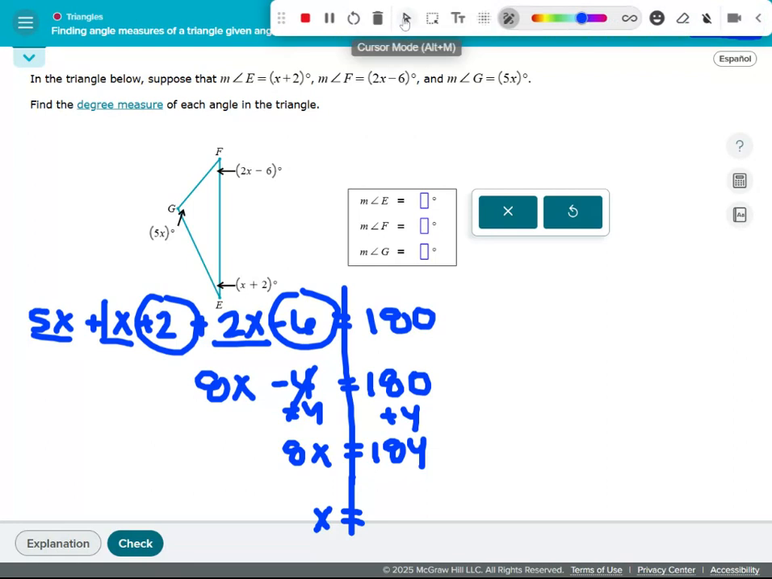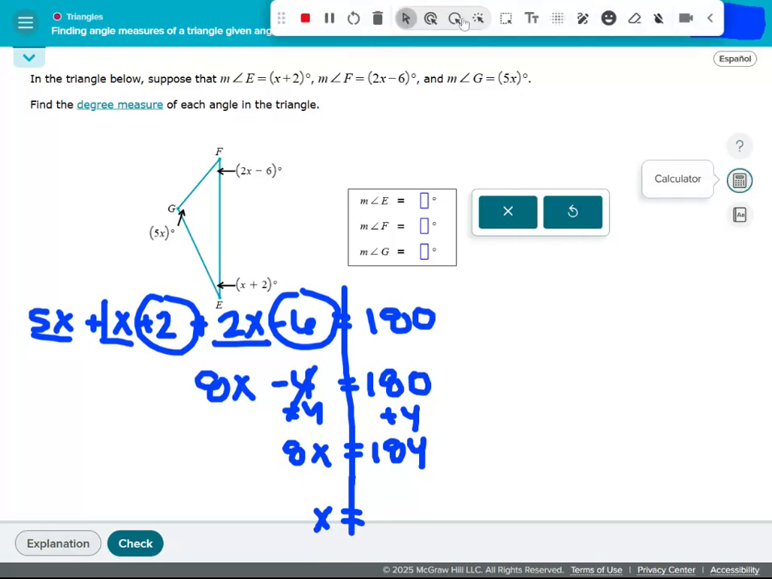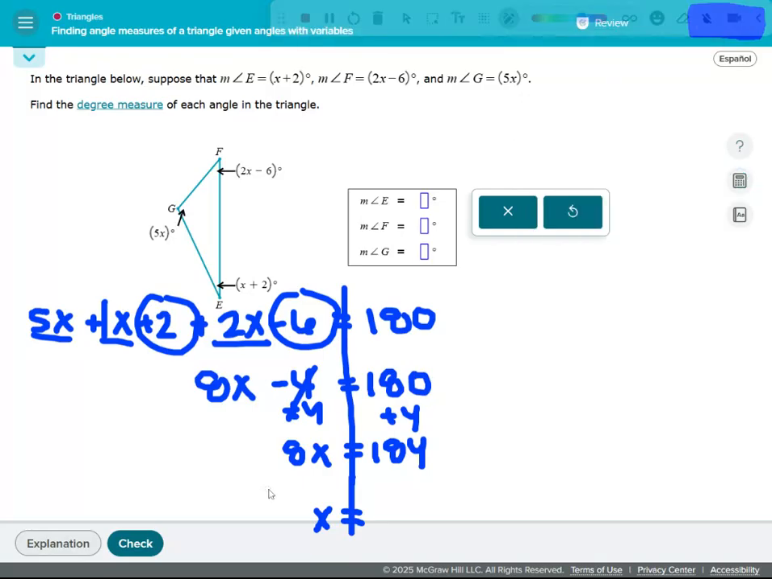And then in this program, we've got a little calculator tool, so we can check too. So 184 divided by 8 equals 23. Alrighty, 23. So x equals 23.